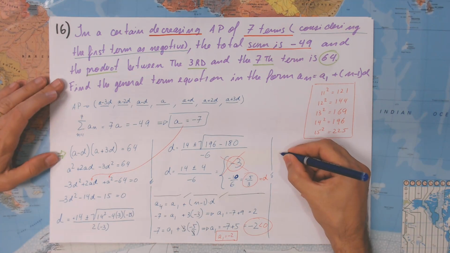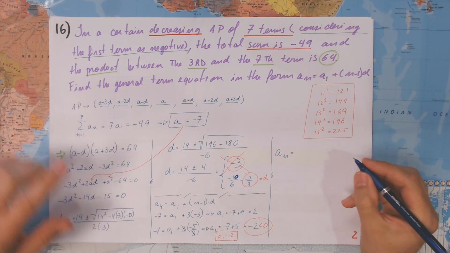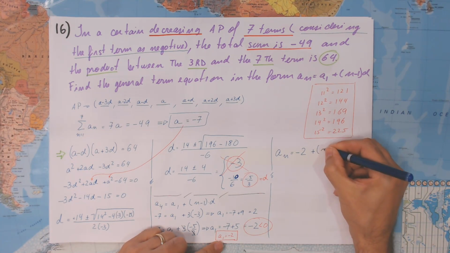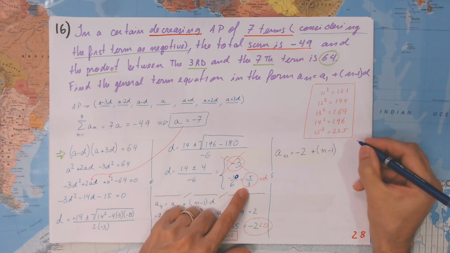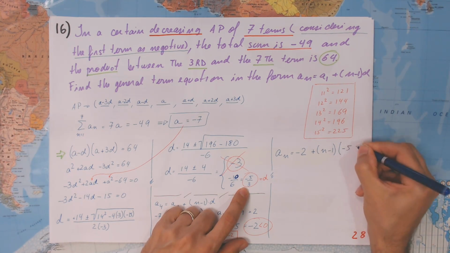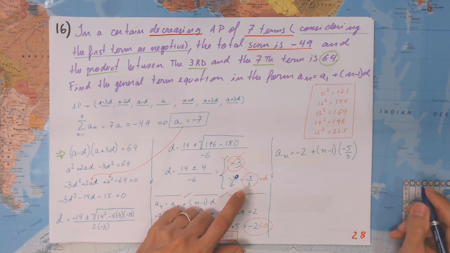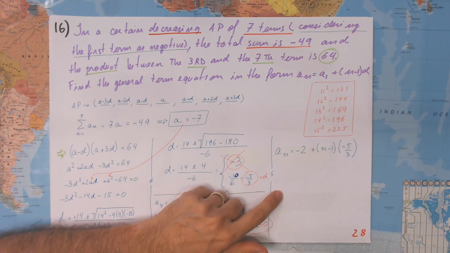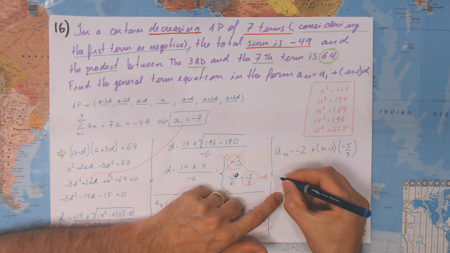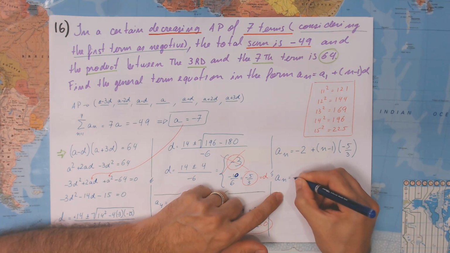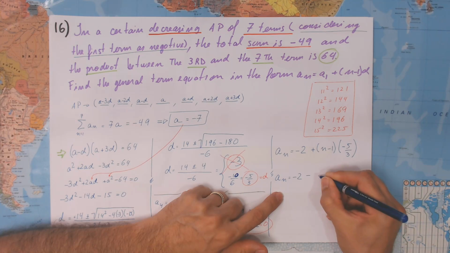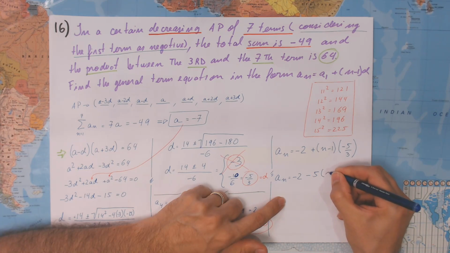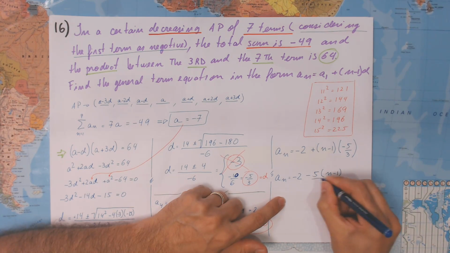Okay, now a sub n is going to be the first term, minus 2, plus n minus 1, and now minus 5/3. Okay, and it is too many minuses in here. I'm sorry. Now I'm going to put this minus up in the front. So an is going to be minus 2 minus 5 times n minus 1 divided by 3.